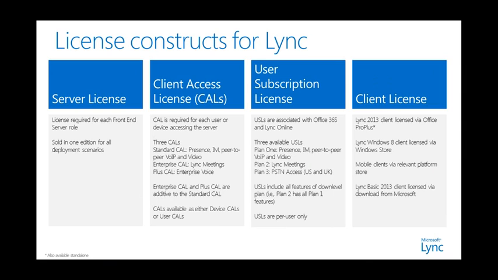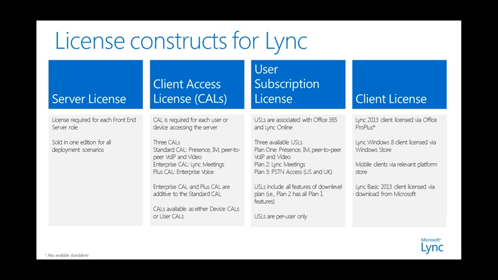If you're going to go down the online route, then you have the Plan 1, Plan 2, and Plan 3 in relation to your user subscription licenses. And these are always user-based client access licenses, user-based because they're user subscription licenses. The on-premise client access licenses can actually be device or user. And then finally you've got the client license. Now this client license is actually the software that's running on the end device in order for you to use Lync. It's not the actual access license which gives you the rights to access Lync server, it's the software itself.